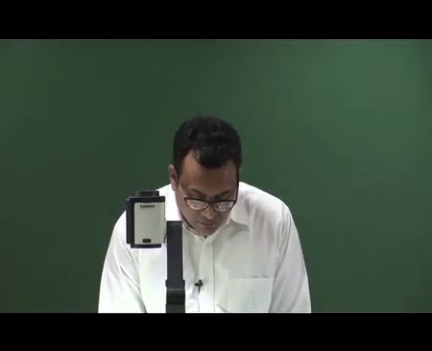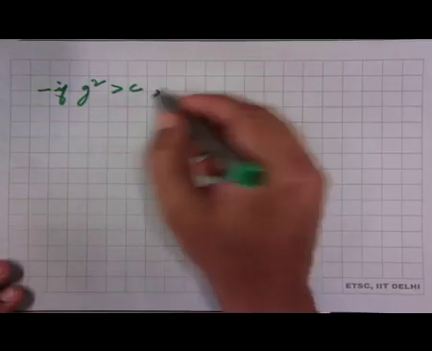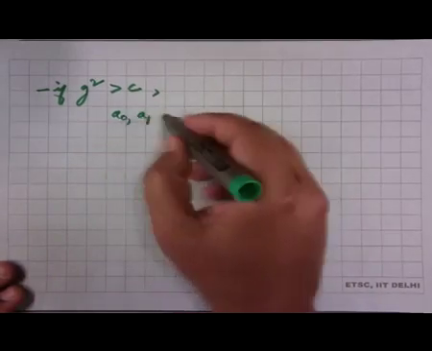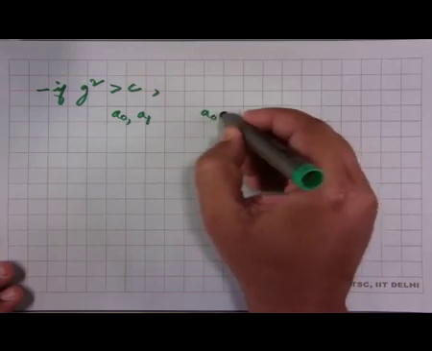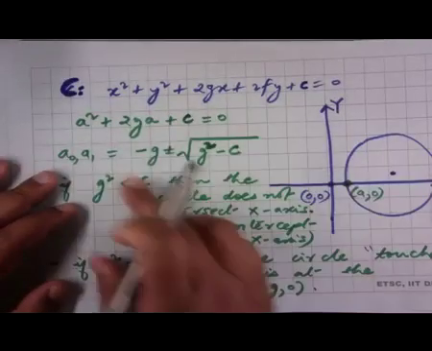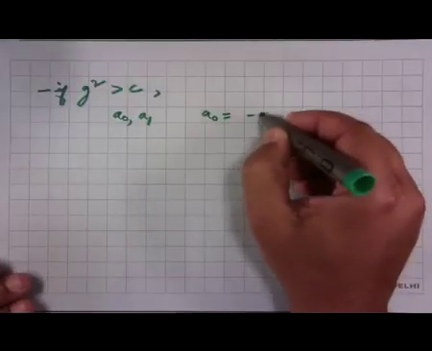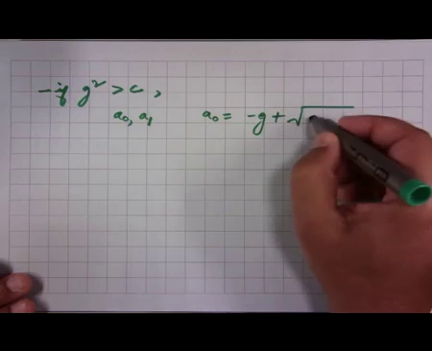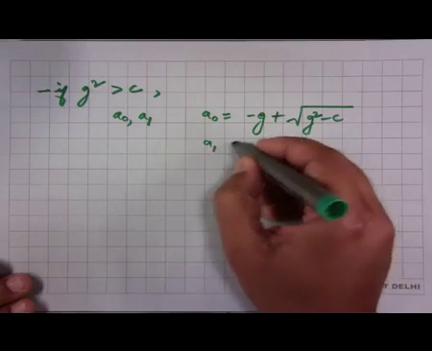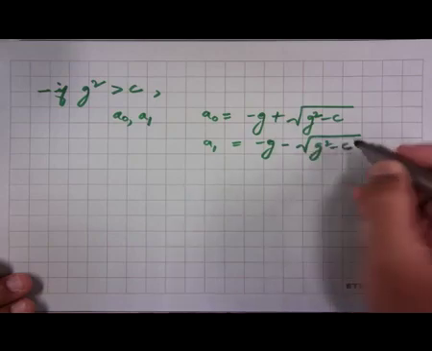And the third case is when g square is greater than c. Then we have 2 distinct roots of this equation. So, the 2 roots will be minus g plus square root of g square minus c, and the other root is minus g minus square root of g square minus c.